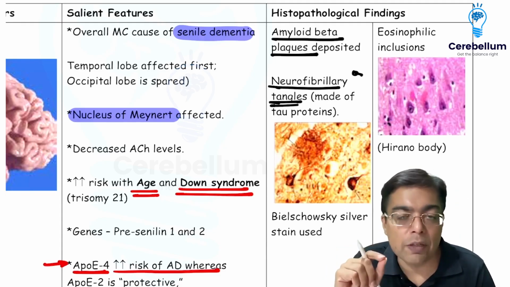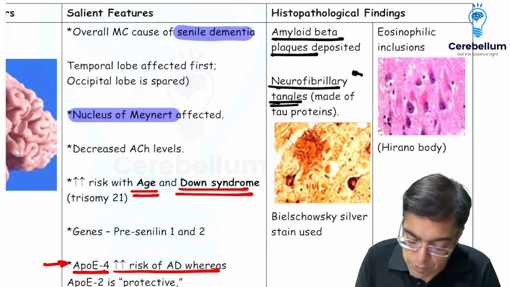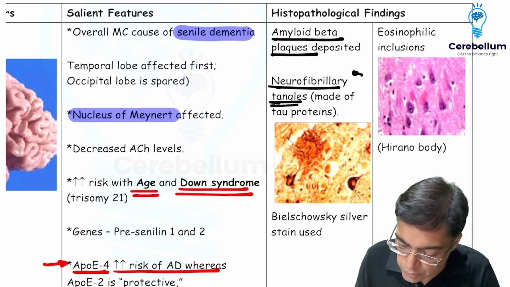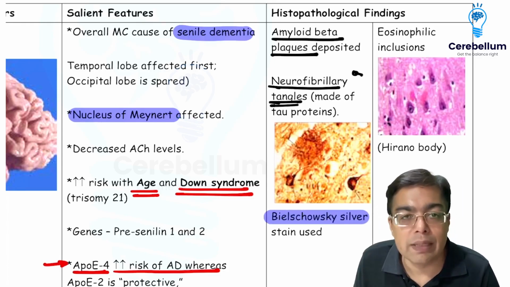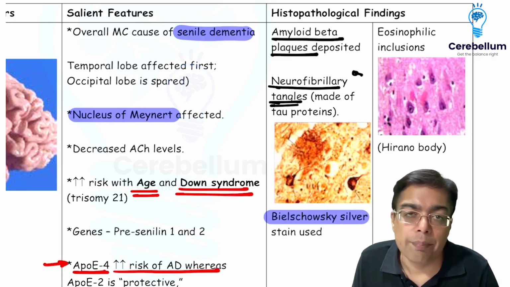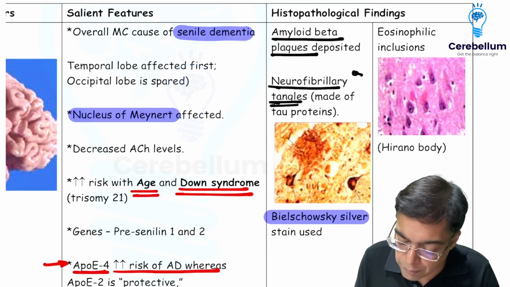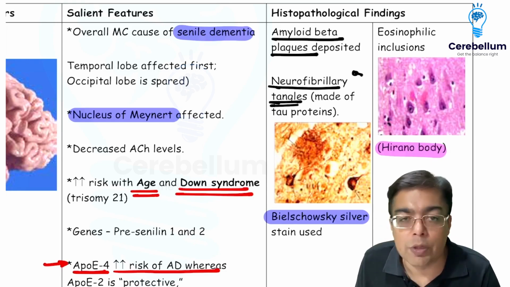For the identification of the neurofibrillary tangles, you are going to be using a special stain, and that special stain has been just a one-time question. Still, you need to be familiar with it. It's called the Bielschowsky silver stain. Of course, a standard thing that we are asked in the exam: patients having Alzheimer's are going to have reddish or eosinophilic inclusions, which are given the name of Hirano bodies.